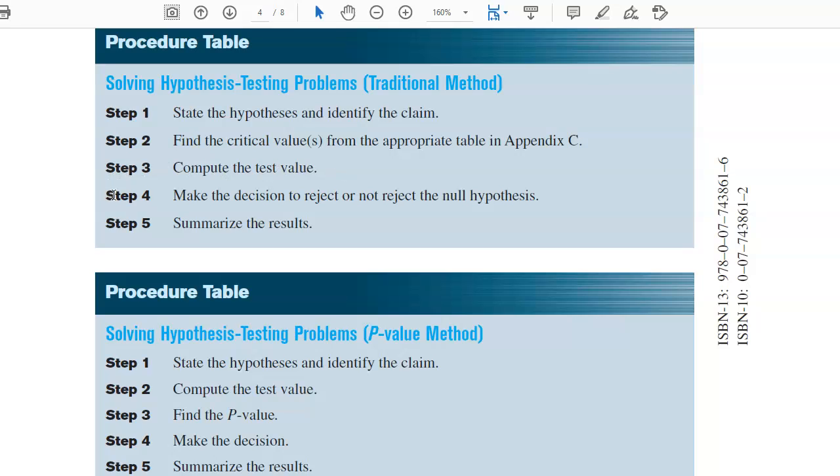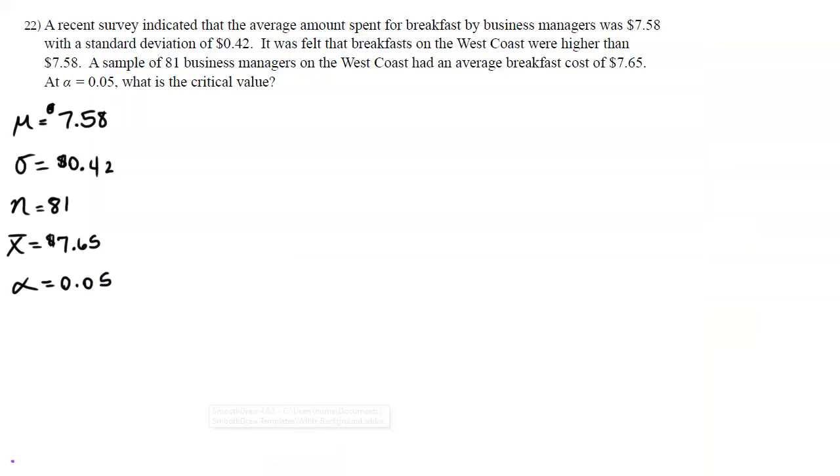Step 3, compute the test value. And then step 4, make your decision to reject or not reject the null hypothesis, and then summarize your results. So let's do the first two steps. State the hypotheses, identify the claim, and then find our critical values. So step 1, null, alternative. The null hypothesis is that the breakfast cost is no different than the population average. Even though I got that average of $7.65, the population mean is $7.58. That's what it is. It's not anything different.